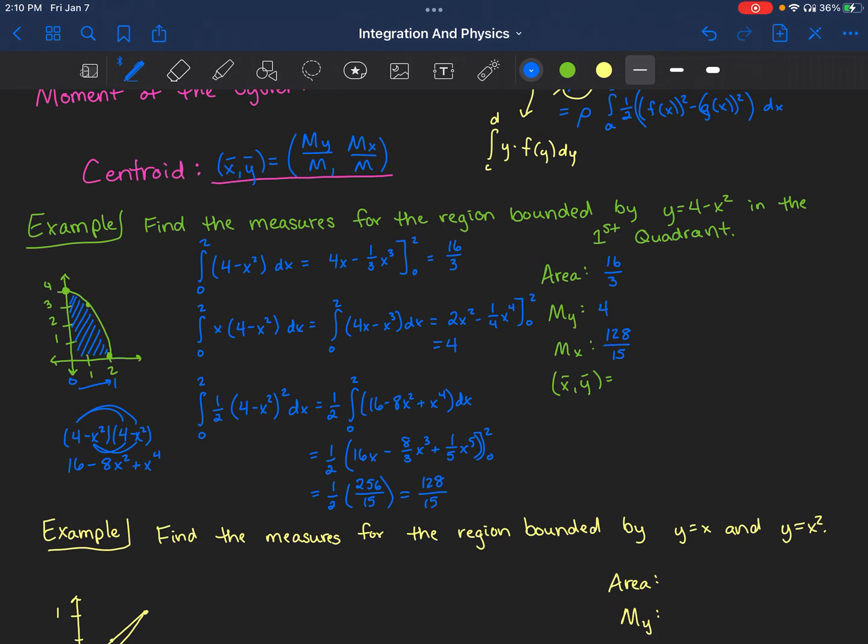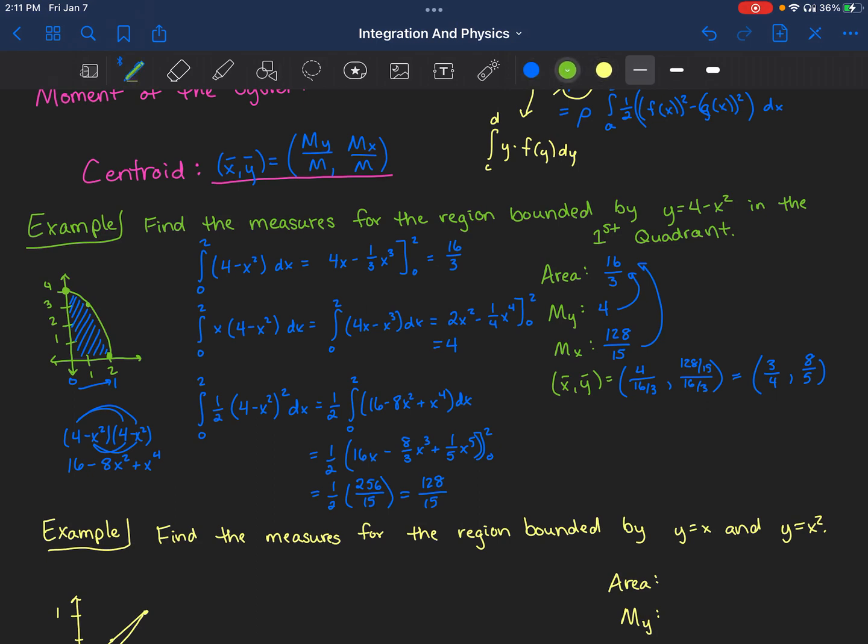So I'm going to go ahead and start finding my center of mass, my centroid, now. What I need to do, again, is take m sub y divided by my area for the x value, and m sub x divided by the area for the y value. Again, if I knew what rho was, I would multiply everything here by rho, but it would eventually just cancel out anyway, so it's not particularly important. So let me do this math here. We're going to do 4 divided by 16/3 and 128 over 15 divided by 16/3. 4 divided by 16/3 is going to give me 3/4. And 128 over 15 divided by 16/3 gives me 8/5.